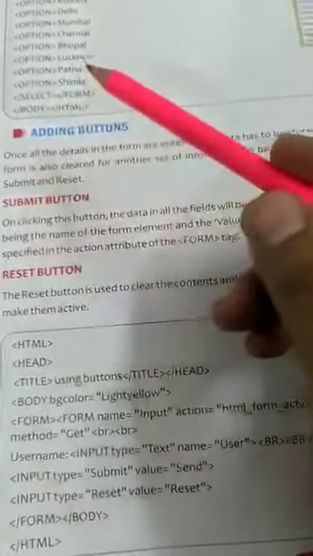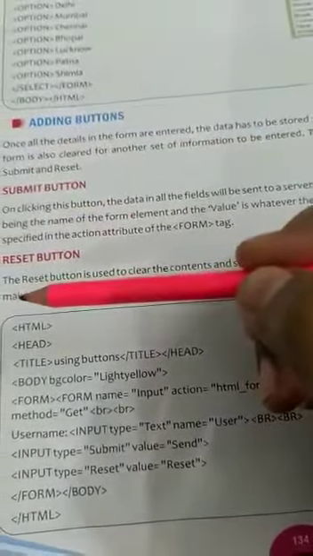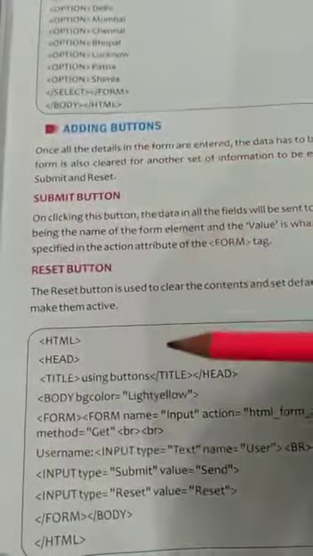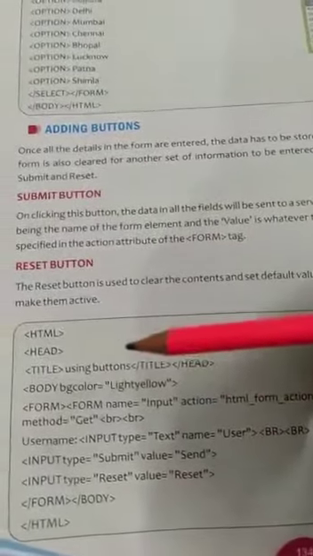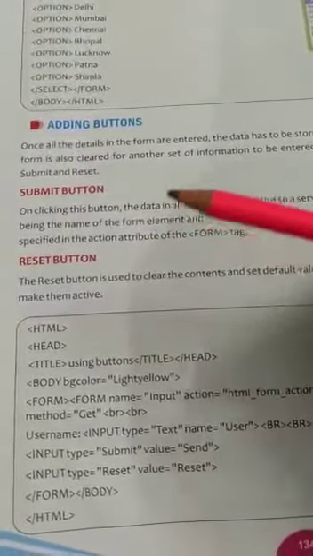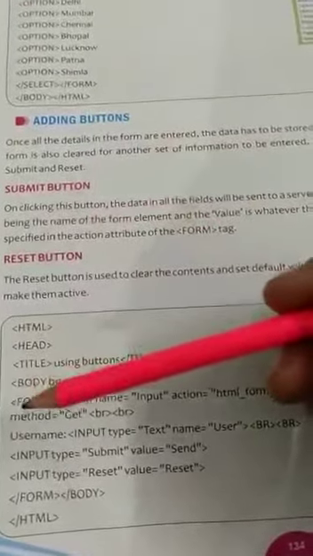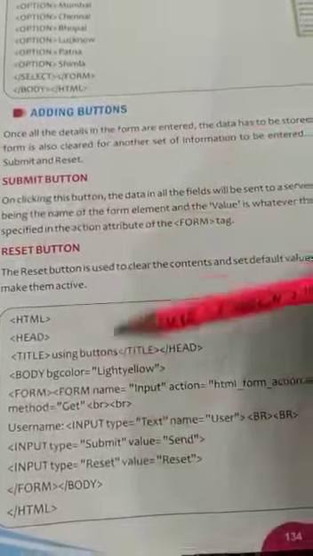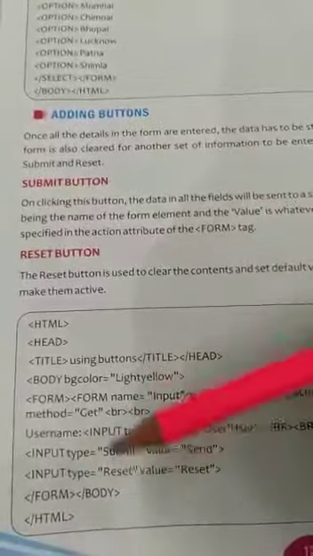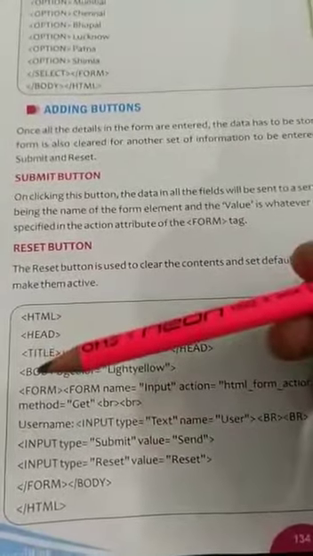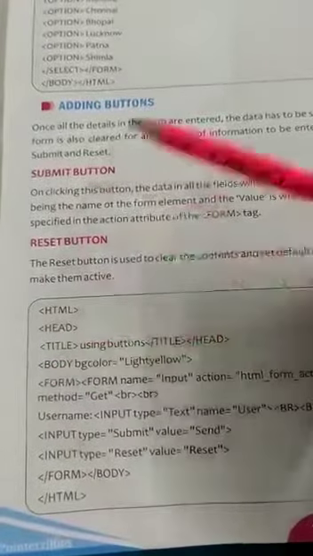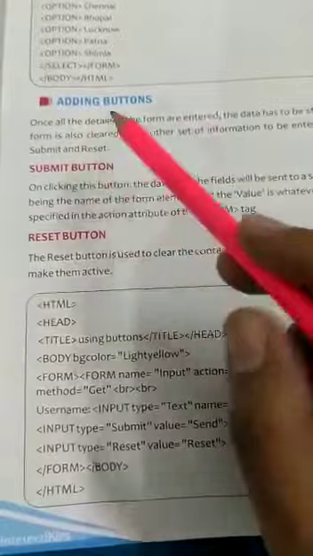When the user enters all the information, then that particular data has to be stored somewhere so that it can be reused again, and the form is also cleared for another set of information to be entered. If you are creating an account on Facebook, you need to enter particular information, and after entering the information you click on the submit button, and then all the information is stored at some place and the form is cleared for another set of information to be entered by the user. And the two most commonly used predefined buttons are submit and reset.